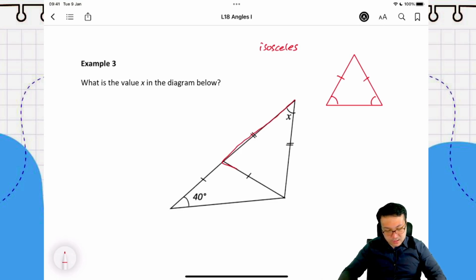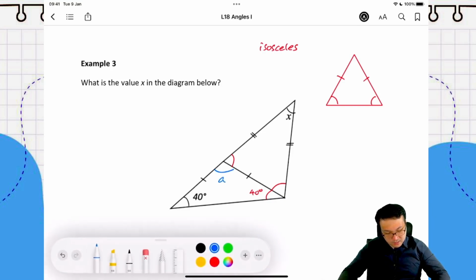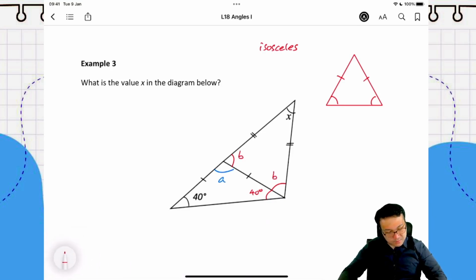Okay, so Aiden, if you look at example 3, do you agree that this is an isosceles? Yeah, because these two sides are the same. Do you also agree that this is an isosceles? Yes. Can you tell me what is this angle here? 40 degrees. Okay, do you think this angle and this angle are the same? Yeah. Okay, let me label this angle A and label this as B and B because they're the same, right?